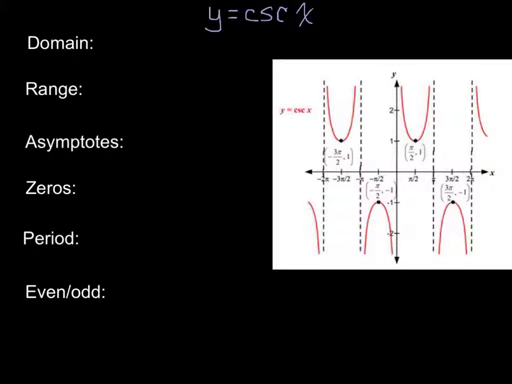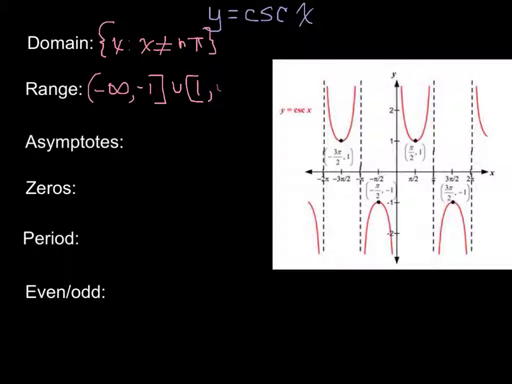Looking at the parent function of y equals cosecant x, first of all, the domain, we're going to eliminate the asymptotes, the set of all x's such that x does not equal 0, pi, 2 pi, etc. So n pi, where n is any integer. The range, just like secant, will be negative infinity to negative 1, including negative 1. And picking up again at 1, including 1, to positive infinity.